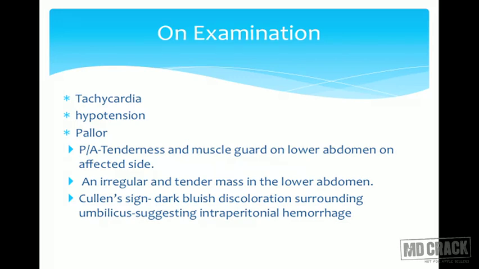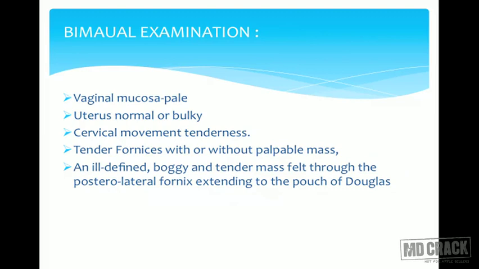So this sign, please remember. On PV examination, vaginal mucosa would be pale, uterus would be normal or just bulky, soft, and cervical movement would be tender. This is classical of ectopic and PID. If you move the cervix on manual examination, there would be tenderness. On either fornix, where the mass is, where the ectopic is, there would be a palpable mass and it would be tender on examination.